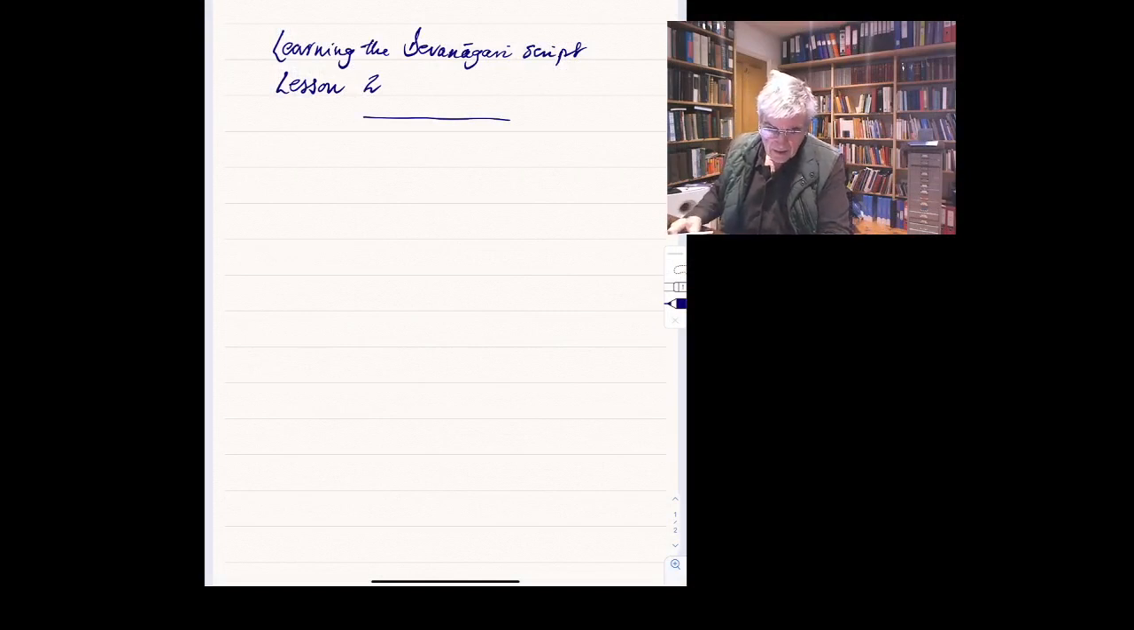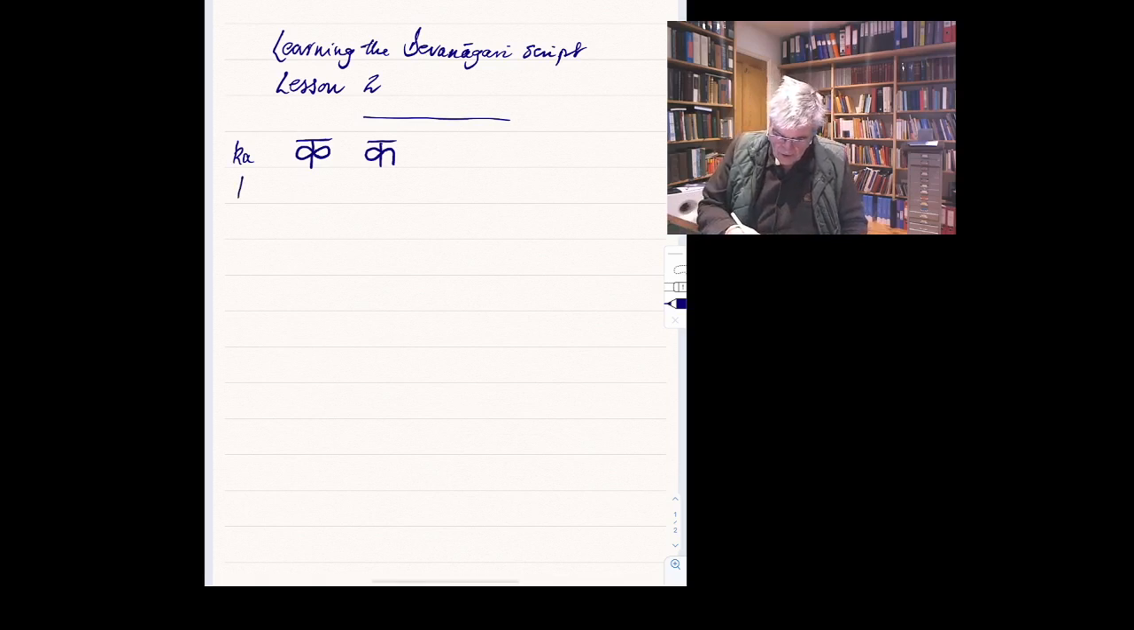Now, the ka. I'll just write at the side first what we're doing. Ka. There are two ways of writing the ka, it doesn't particularly matter. Written like that. Some people write it like that. You'll see both in print. It's just an unimportant stylistic variation. That is the ka. Now the aspirated counterpart, the kha as in dukkha, is written like this.